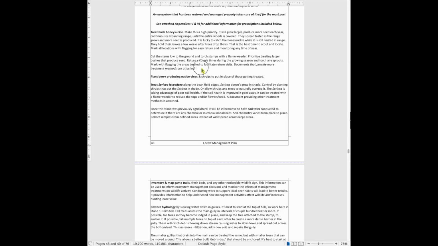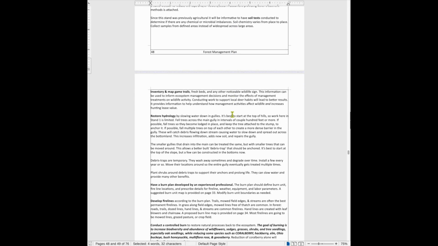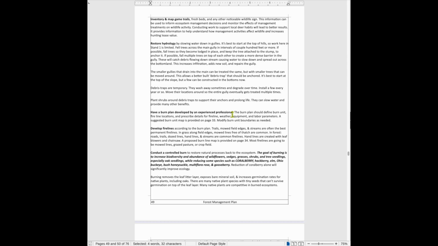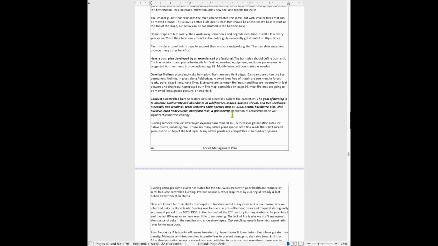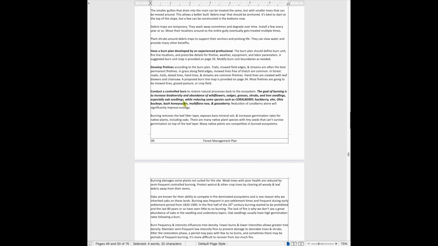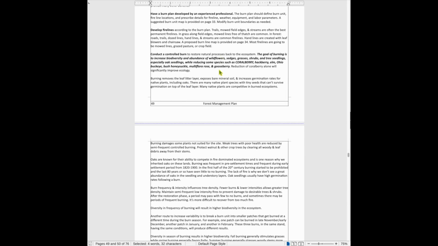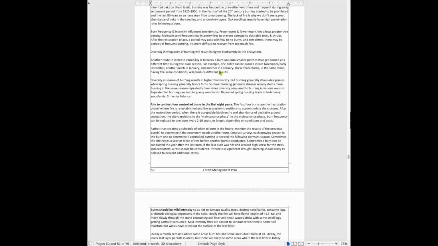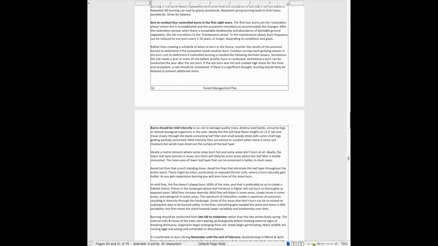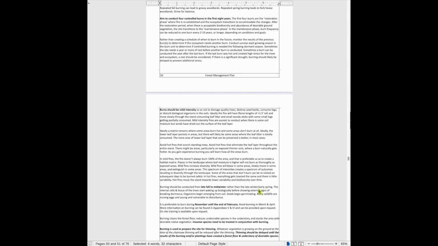And I also provide other documents with treatment methods. So then I go through step by step. These are the things that you can do to meet your goals. Get a burn plan, develop fire lines, do a burn. These are the goals of the burn. How to do the burn. Spend a lot of time talking about how to do the burn here.